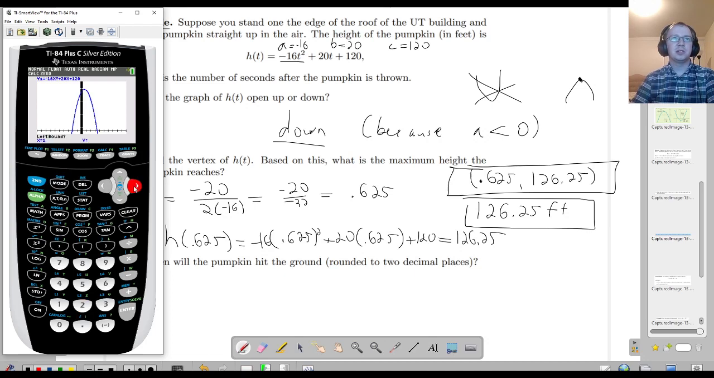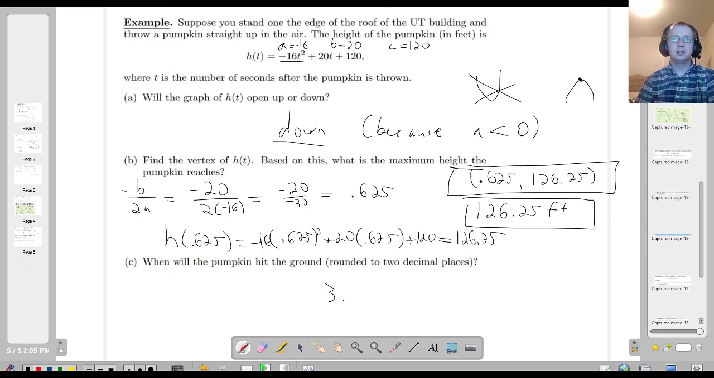I'm going to pick something to the left of that x-intercept, like over here. Then I'm supposed to pick something to the right of it, like over there. And then I'm supposed to give it a guess. So rounded to 2 decimal places, that is 3.43. And let's think about the units. T measures the number of seconds. So 3.43 seconds after the pumpkin is thrown, it hits the ground. So sometimes we're going to use the tools we've learned about quadratic functions. Other times we're just going to use the graph and find those pieces of information on the graph.